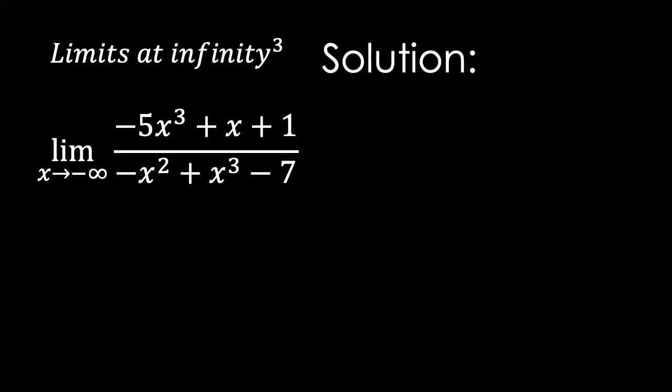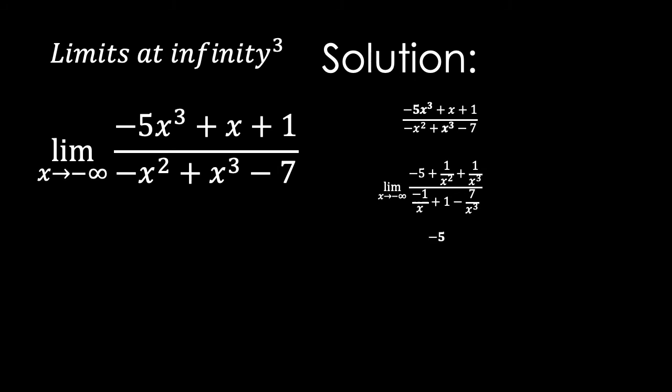This is a same degree function. The highest power is x cubed. And with same degree functions and limits at infinity, the answer is always the coefficients associated with the highest power. So the coefficient on the numerator is -5, and the coefficient on the denominator is 1. So if we divide everything by x cubed, everything that's smaller than x cubed, x squared, and x, and even the constants, will get knocked off to 0 once we apply the limit towards negative infinity. So that just leaves us with the coefficients of the highest power, -5 divided by 1, or -5 as our answer.